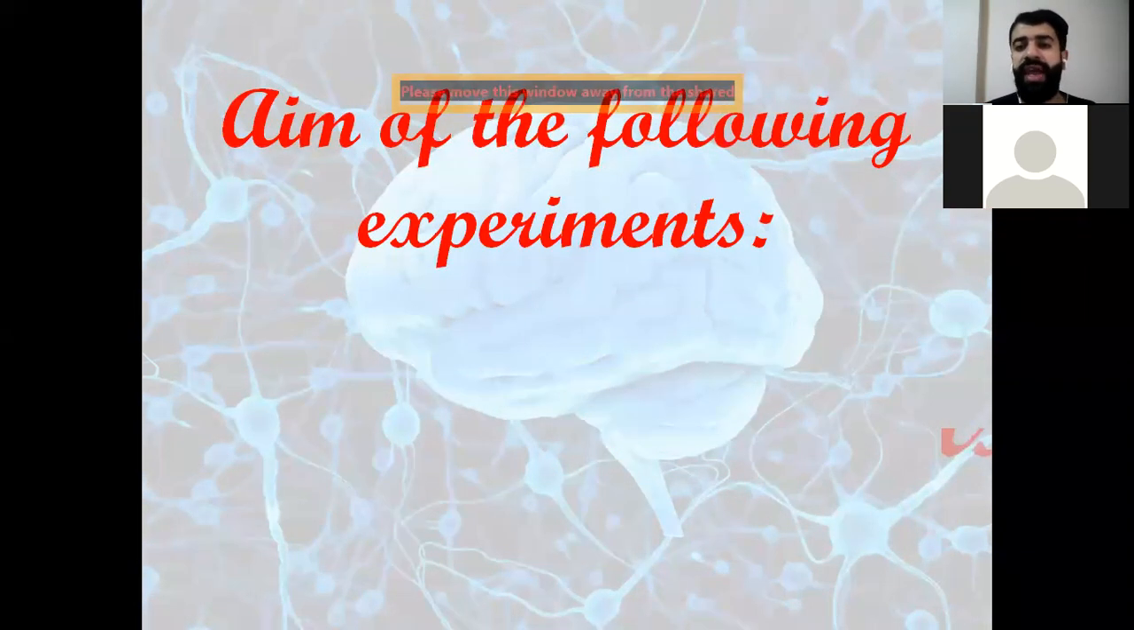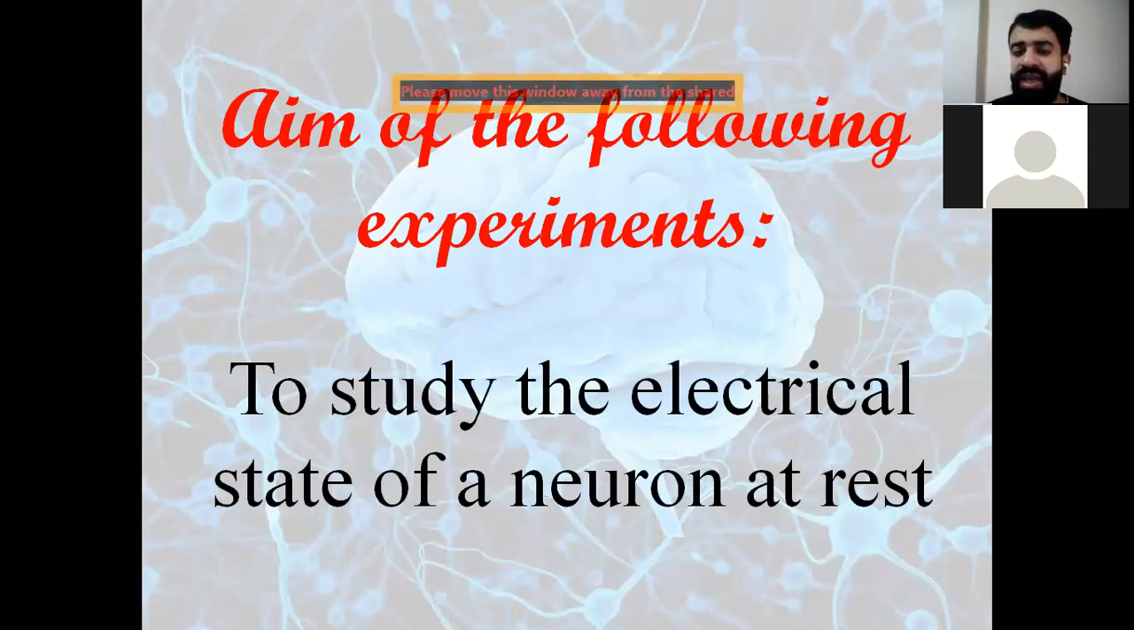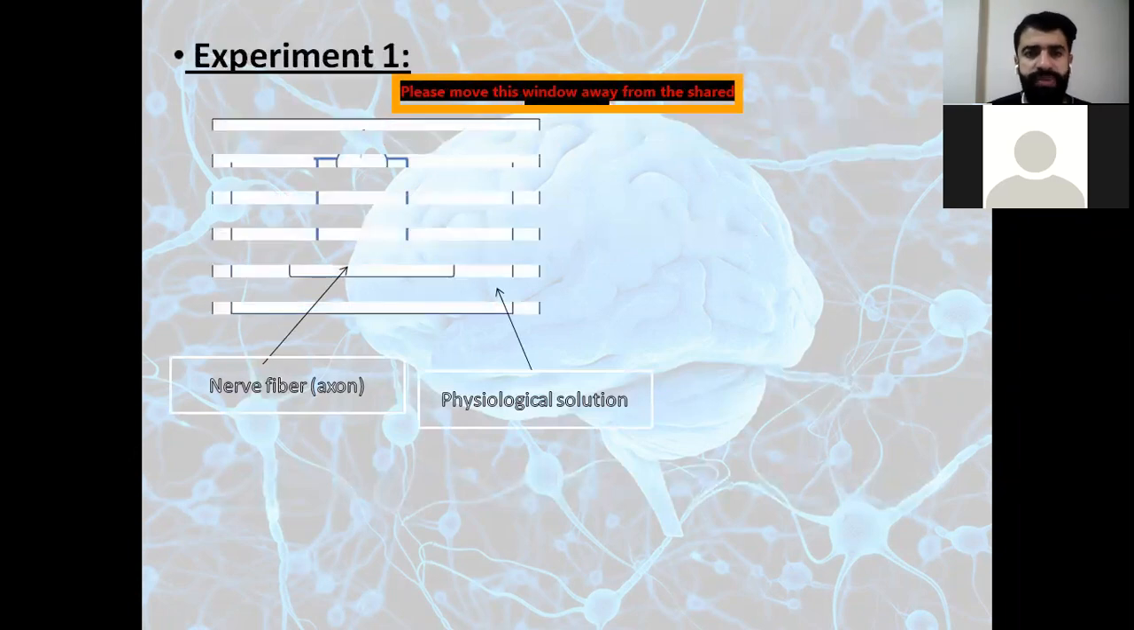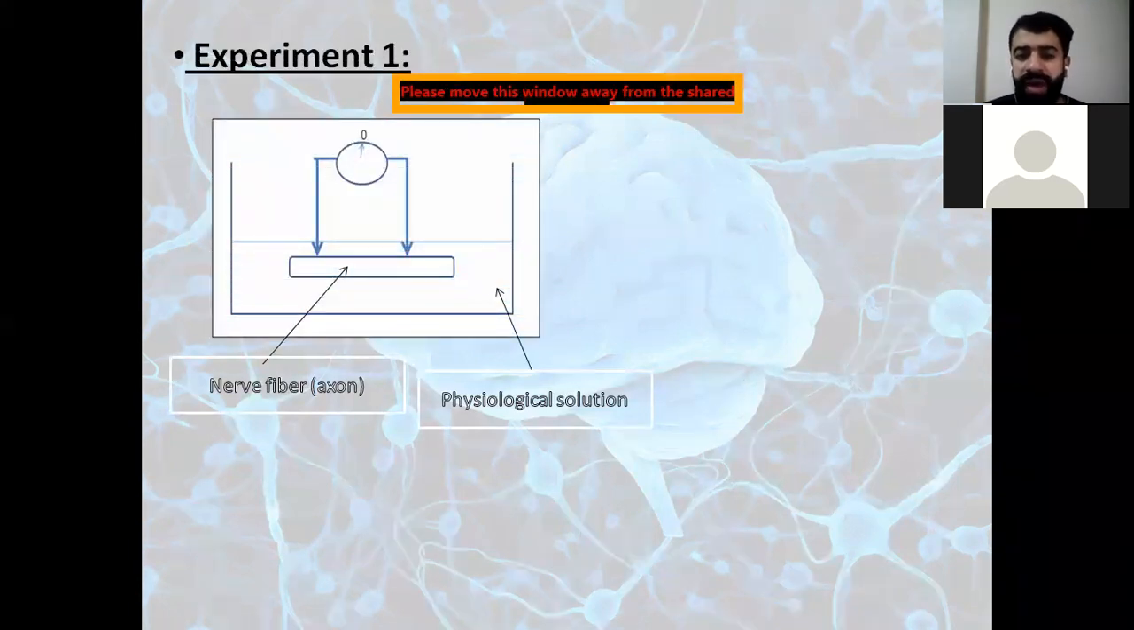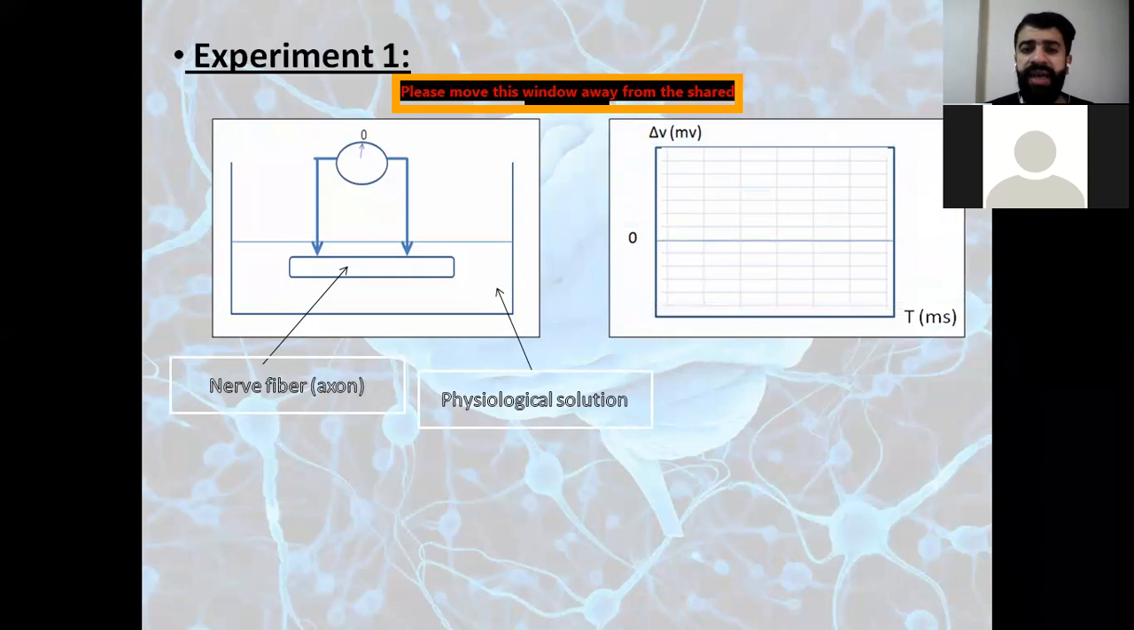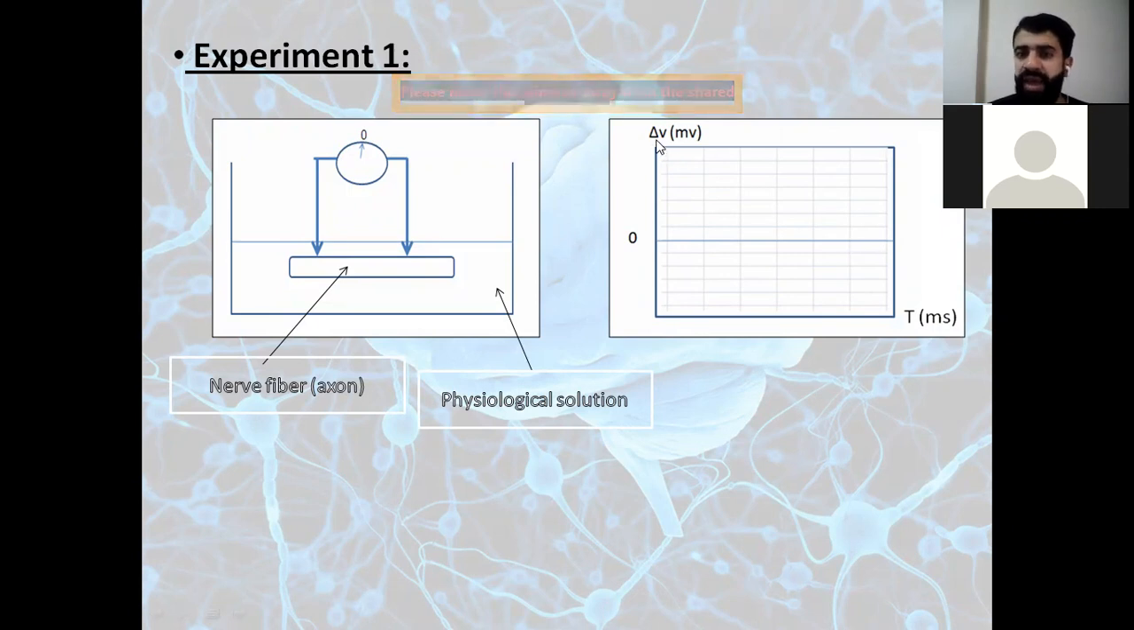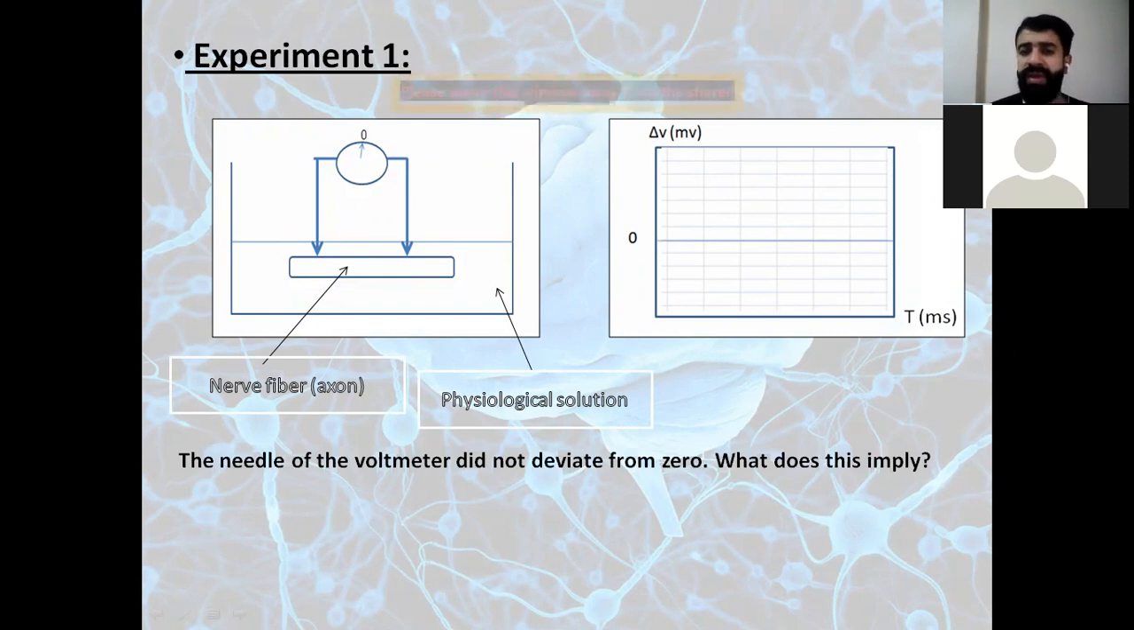So let's move on. The aim of the following experiments is to study the electrical state of a neuron at rest. What did they do? I have experiment one: the nerve fiber, and we have the needles of the voltmeter placed on the outside, on the outer membrane of the nerve fiber. The oscilloscope indicates zero: a potential difference, delta V, equal to 0 millivolt. This means that the needle of the voltmeter did not deviate from zero, it stays at zero.